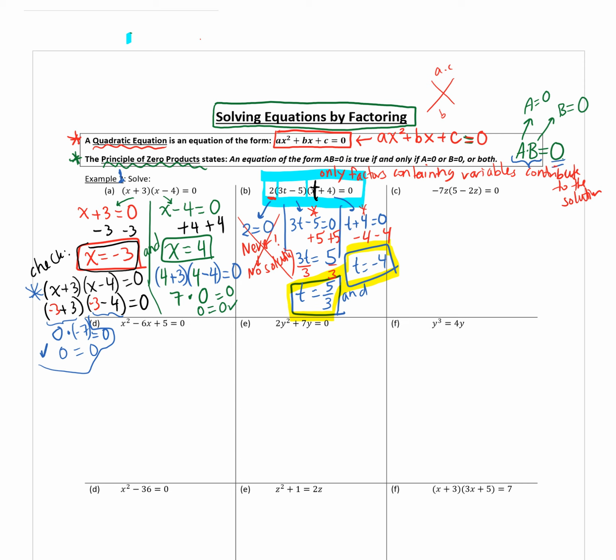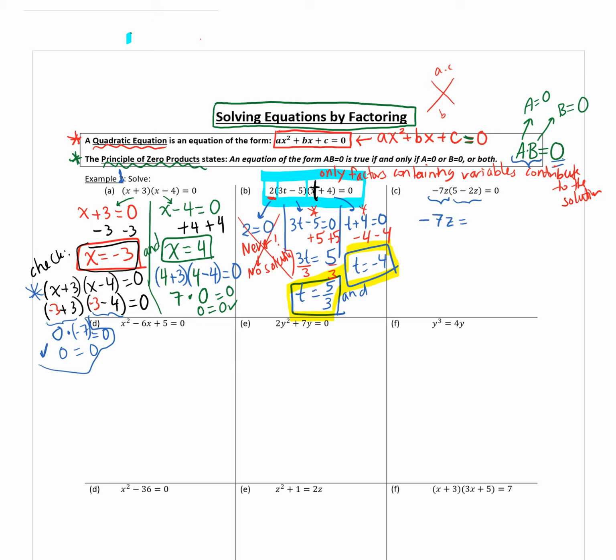Alright, let's try the next one here. Part C, you notice now, you can think of -7z as its own part of this product, and then 5 minus 2z, they're being multiplied together. I'm going to do the same thing. I'm going to set -7z, the first part of the product, equal to 0, and then the 5 minus 2z equal to 0. You're thinking of the -7z as your A in the zero product property, and then the 5 minus 2z as your B in the zero product property.